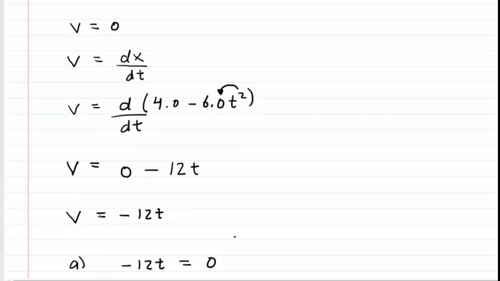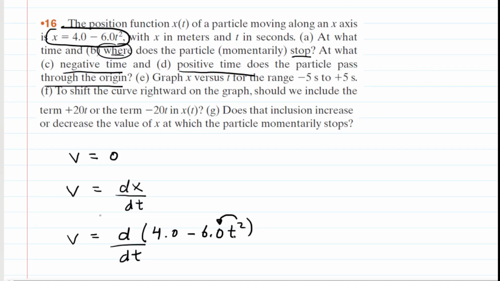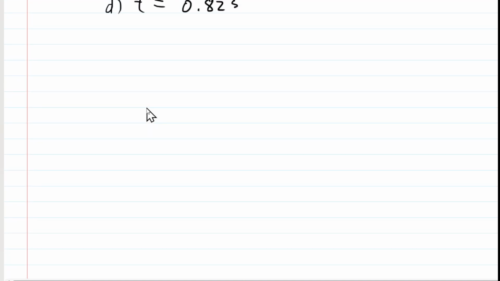So now we look at part E, and part E is asking us to graph the position versus time for time values between negative 5 and positive 5 seconds. So what we're going to do in this case is we're just going to find a grapher, and we're going to plug in this equation, but only on the interval from negative 5 to positive 5. So let's go ahead and see what that graph looks like.